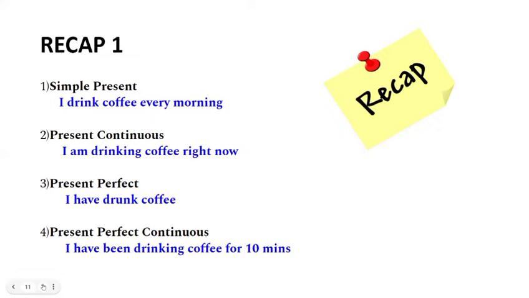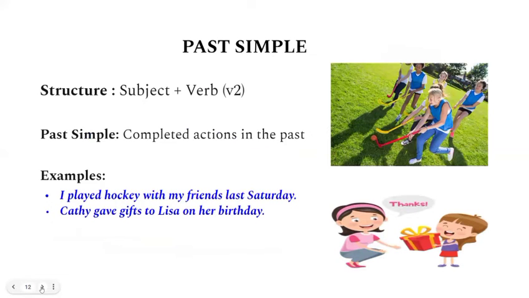I have been drinking the coffee for 10 minutes is in the present perfect continuous tense. It means that I have not finished drinking the coffee. I started 10 minutes ago and it's still continuing. All right. Hope you understand all these 4 tenses. Now let's get into the next tense, past simple.